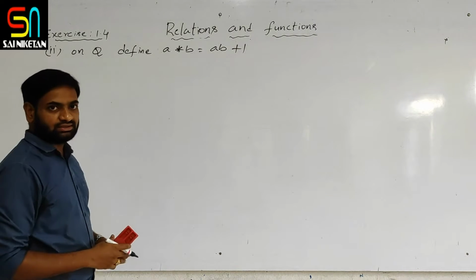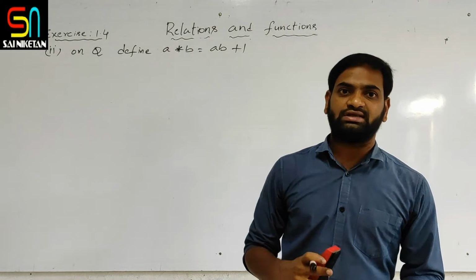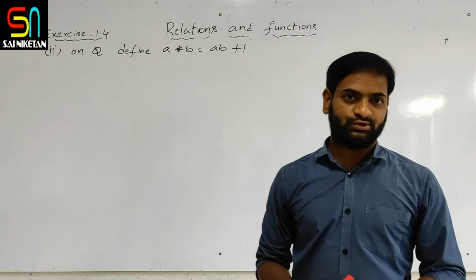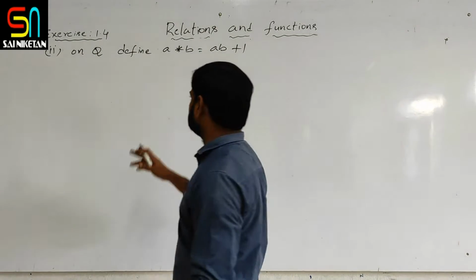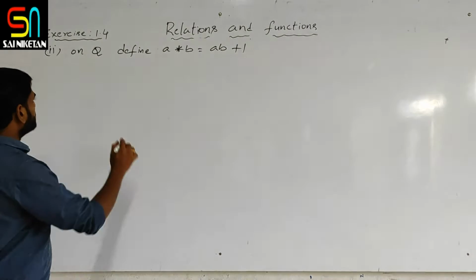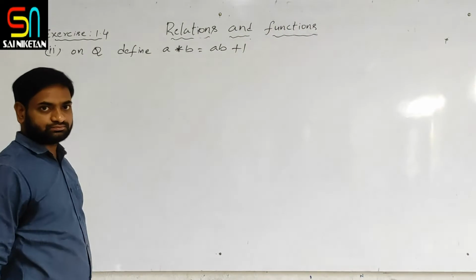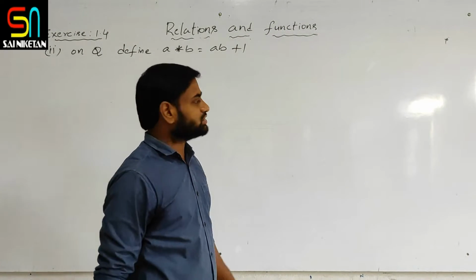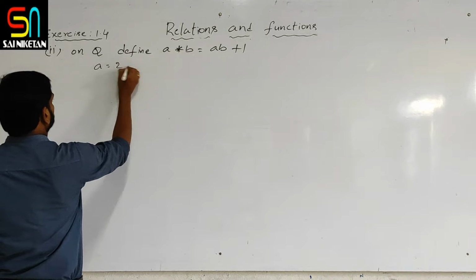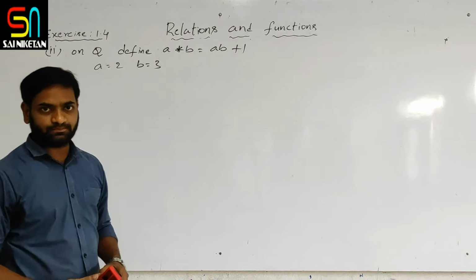Now we have to check it is binary operation or not, and we have to check it is commutative or not, and next we have to check it is associative or not. So first I am checking it is binary operation or not. So for that one, on the set Q, rational numbers, I am taking some values, that is A equal to 2, B value is 3 I am choosing. You can choose other values also.